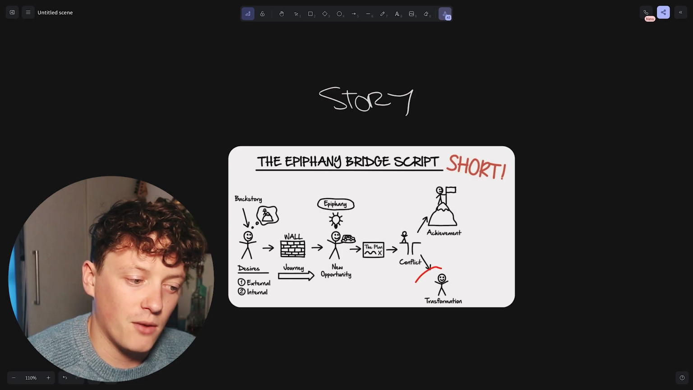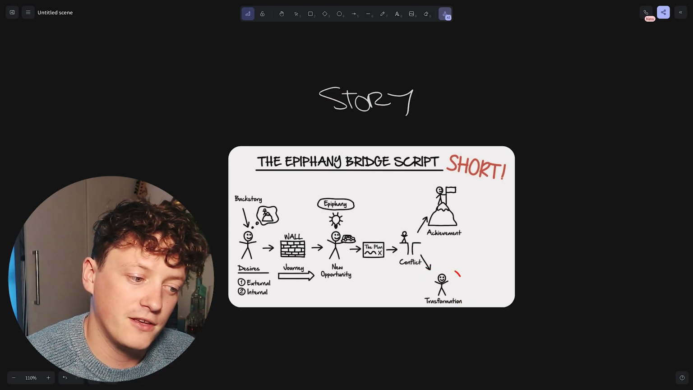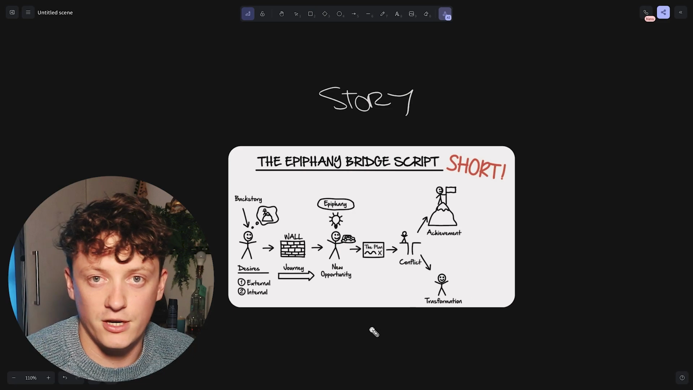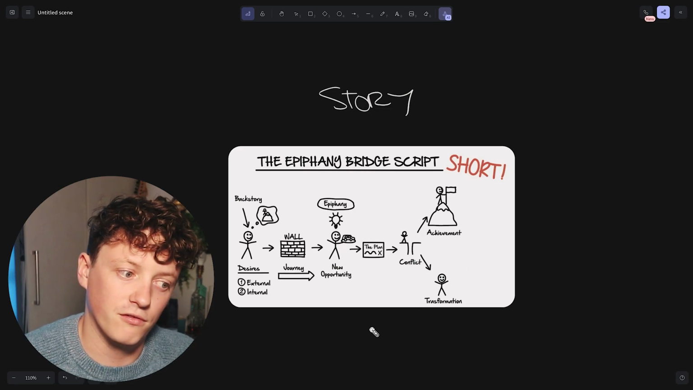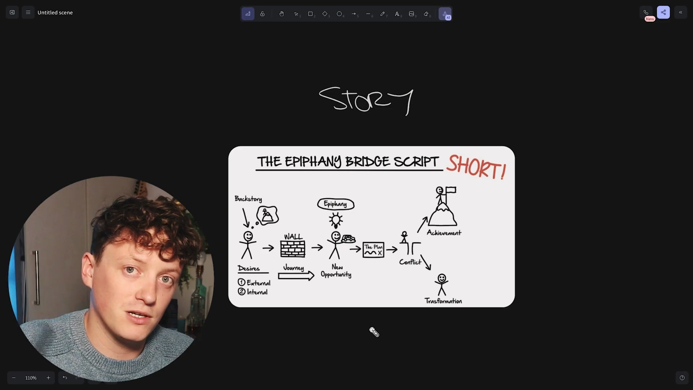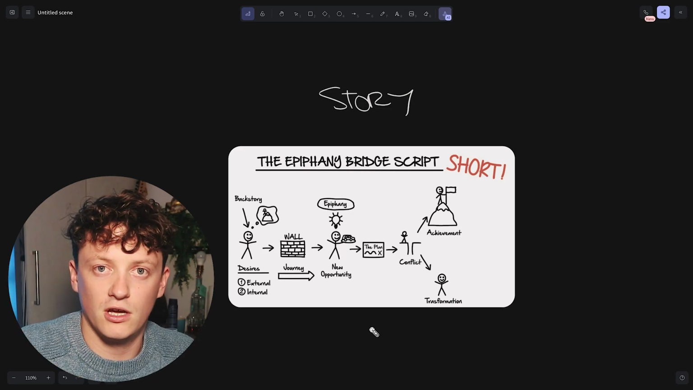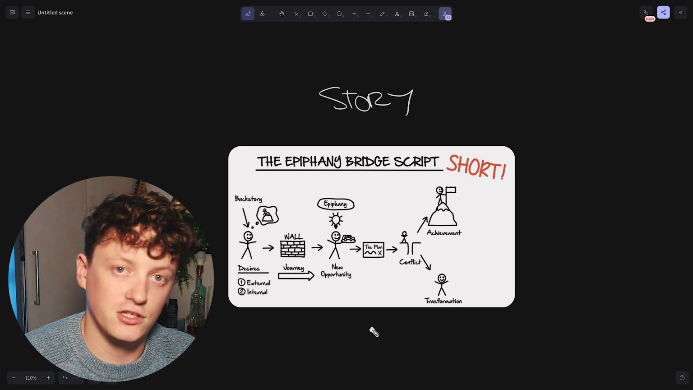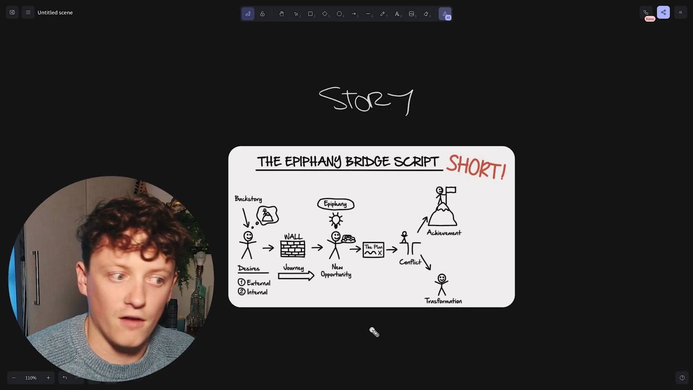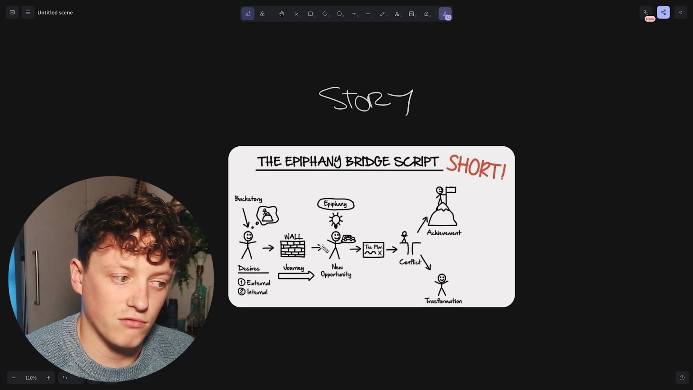But internally I went through a transformation, okay? And this transformation is the same transformation that your customers also want to go through, okay? So the achievement is what they want, and the transformation is more of an internal change in their behavior or an internal change in their belief system afterwards. So that is generally the idea of how you write your story, okay?